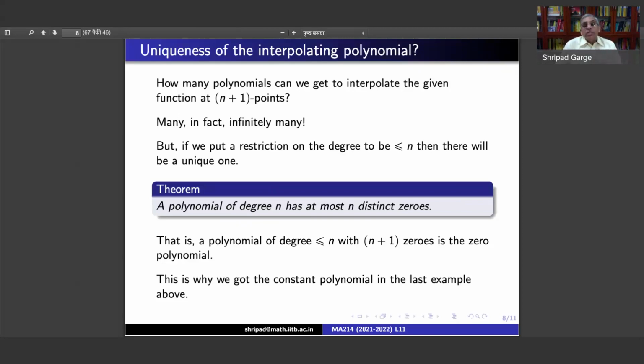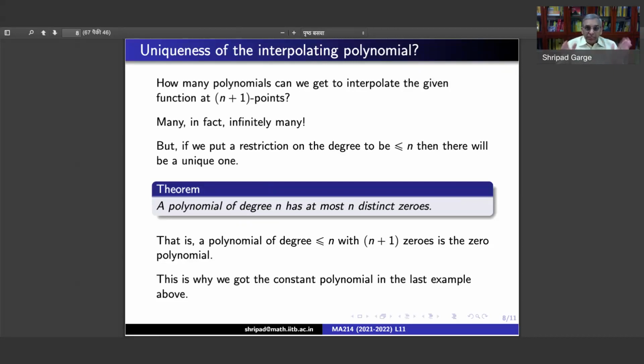This is why we got a constant polynomial in the last example, because you are going to get a polynomial of degree less than or equal to 1, and then there is a polynomial of degree 0, which is already doing the job. So the difference of these two will still be of degree less than or equal to 1, but it will be 0 at 2 points. Now you cannot have a linear or a constant polynomial which has 0 at 2 points unless the polynomial itself is the constant 0 polynomial.